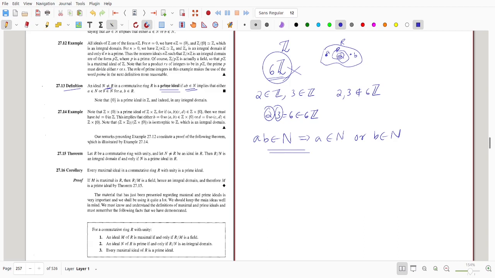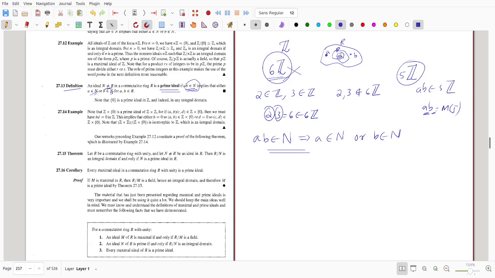So this is the definition of the prime ideal: N is said to be a prime ideal if AB is a member of N, then either A should be a member of N or B should be a member of N. Then there are many prime ideals. If you consider 5Z, then a product AB belongs to 5Z means AB is a multiple of 5. Then obviously one of them is a multiple of 5.